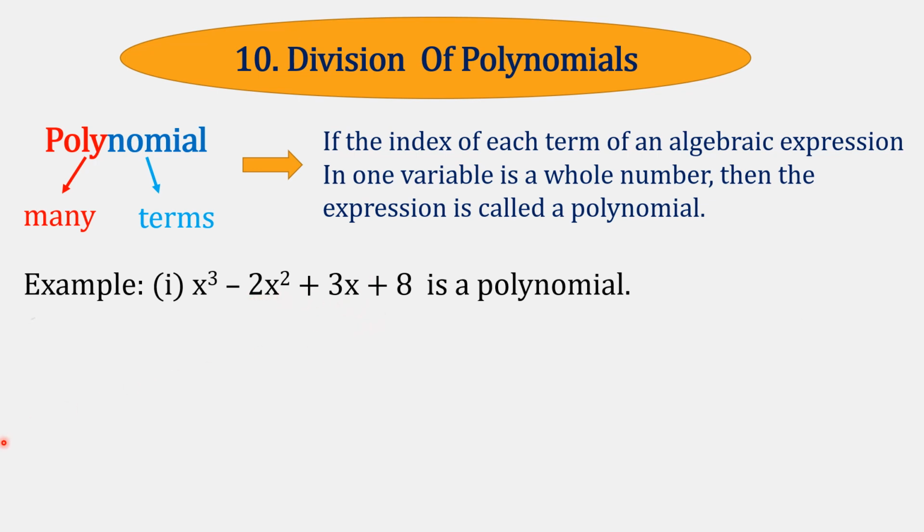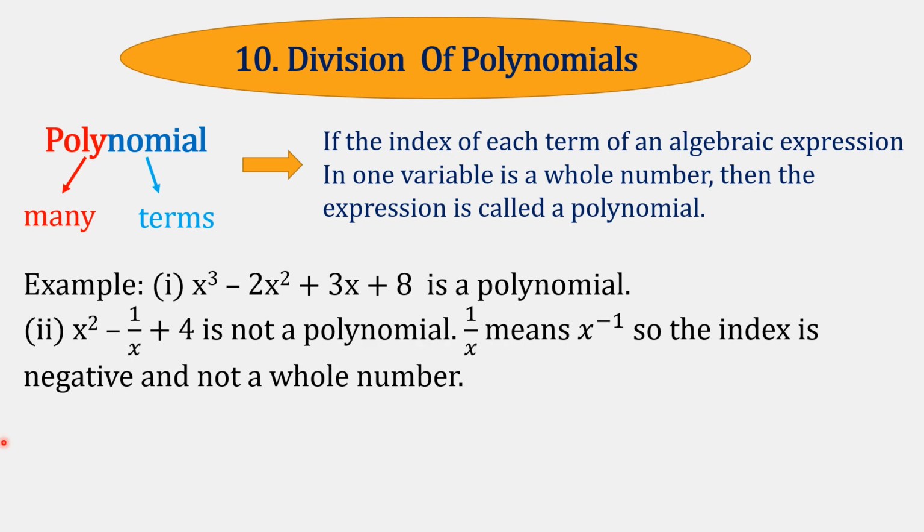One more example I've taken. x square minus 1 upon x plus 4. Now this is not a polynomial, students. Why? Because 1 upon x means x raised to minus 1. If you convert 1 upon x, it will become x raised to minus 1. So the index is negative and not a whole number. So this is not a polynomial.